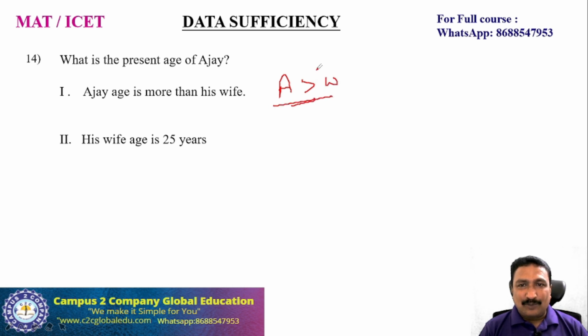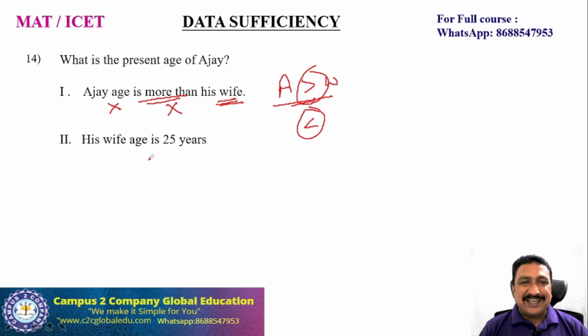But whenever it says more than or less than, we cannot say exact values. So that's why we cannot get the answer from the first statement. Even if we know the wife's age, we cannot find Ajay's age because they said more than. So first statement is eliminated.